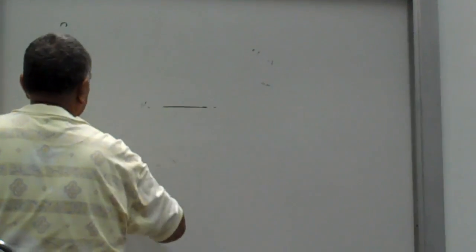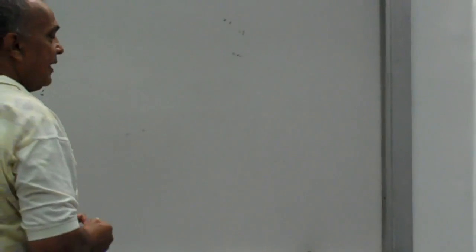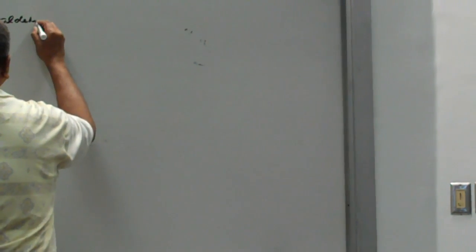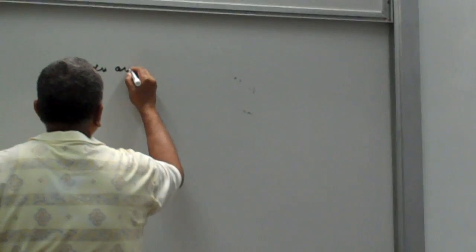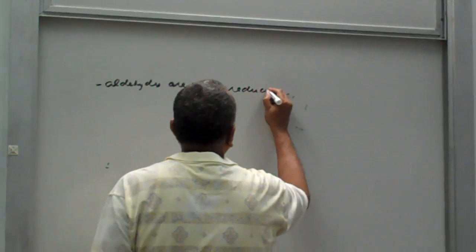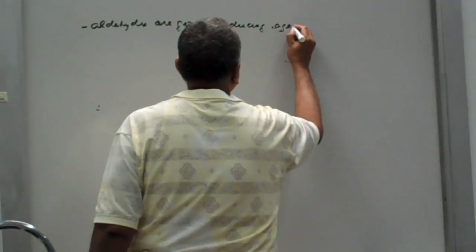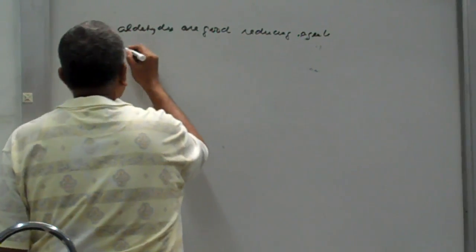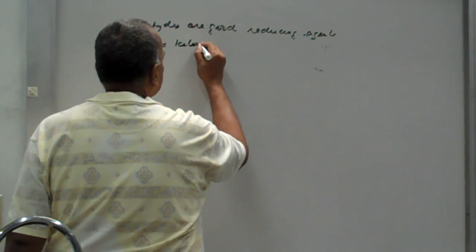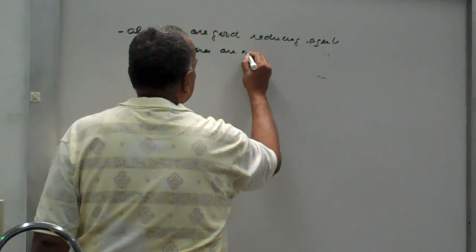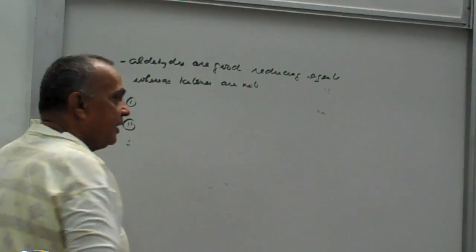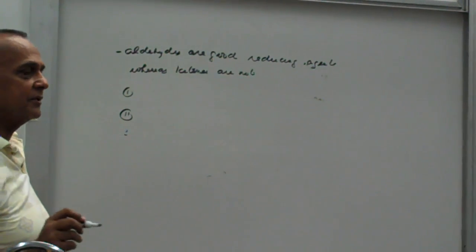Aldehydes and ketones is that aldehydes are good reducing agents, whereas ketones are not. And there are two tests that we can carry out to justify the statement.